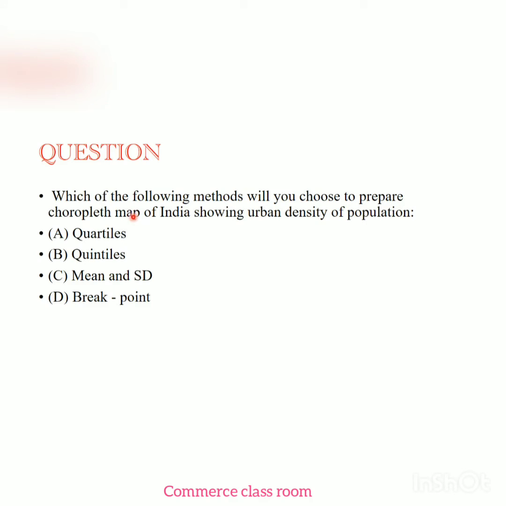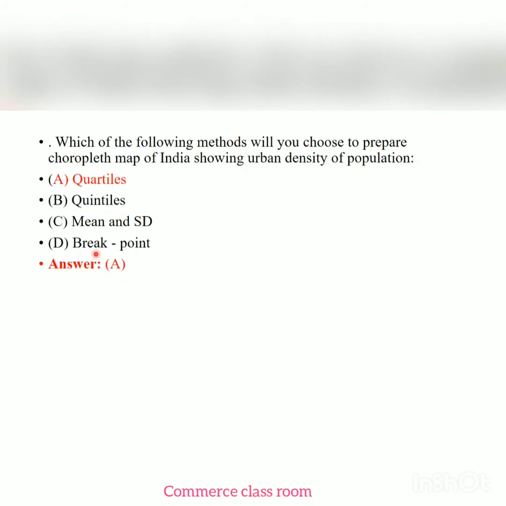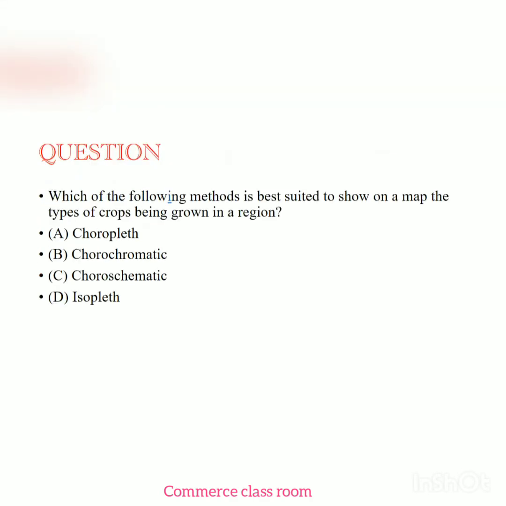Next question, which of the following methods will you choose to prepare a choropleth map of India showing urban density of population? Option A, quartiles. Option B, quintiles. Option C, mean and standard deviation. Option D, breakpoint. Our answer is option A, quartiles.